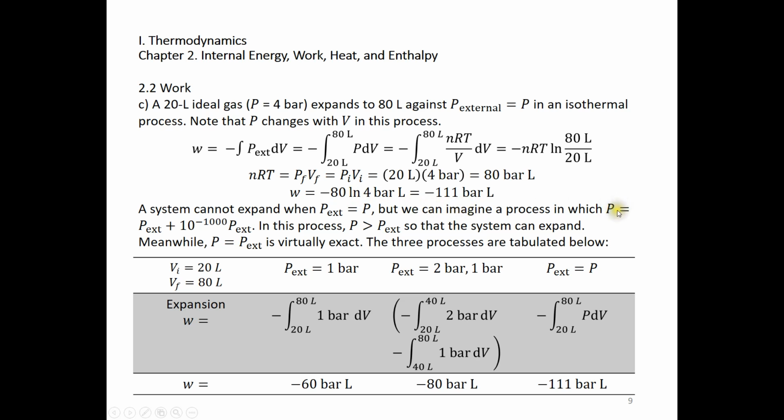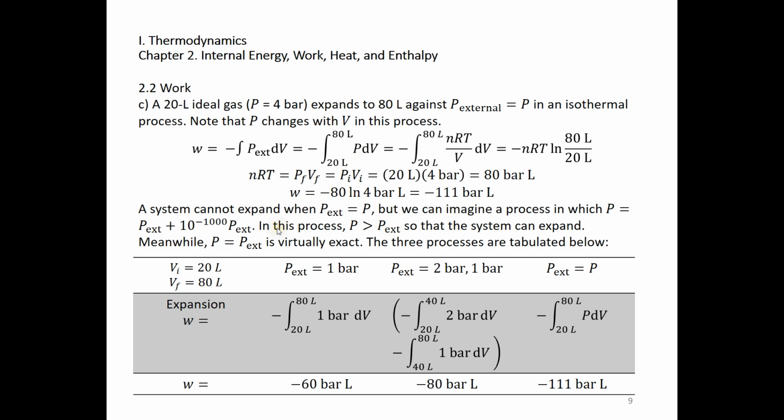What if the system pressure is equal to external pressure plus 10 to the power of negative 1,000 times P external? Then if you have this equation, you can see the system pressure is slightly greater than the external pressure, so that the system can expand. Meanwhile, P external is roughly equal to P. So it seems contradictory, but hopefully using this example, you can see P is greater than P external. At the same time, P is about the same as P external. So we can still use this equation to compute the amount of work.